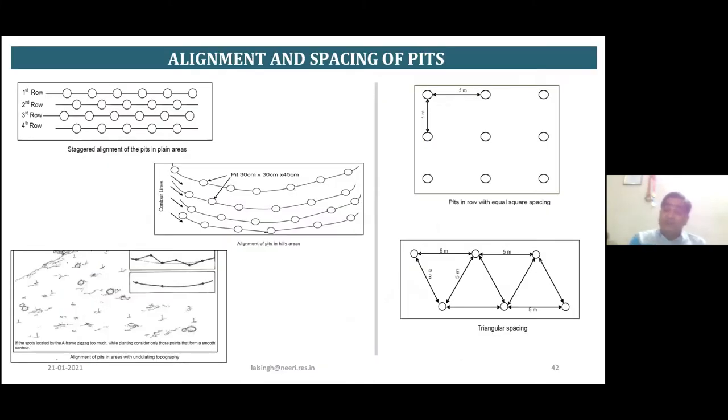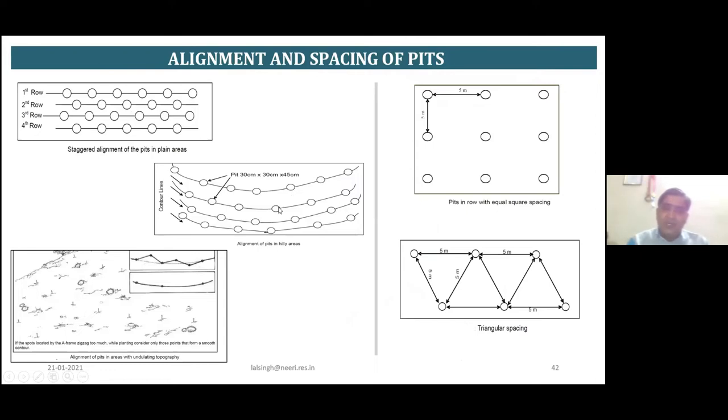So friends, if we are developing a green belt, we have to develop the design especially for mitigating pollution. For developing the green belt, especially in the plain area, we have to select this type of design. In that design, we have to plant at least 4 rows, depending on the site conditions as well as the availability of the area.